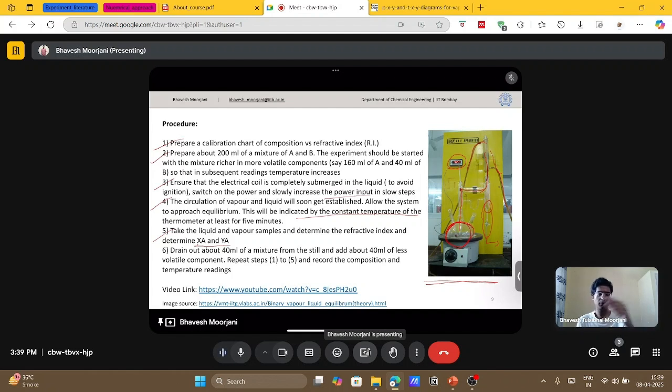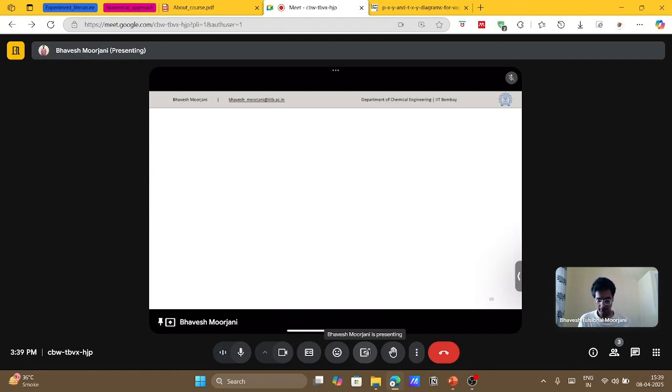we can plot the Vx data, right? Yx data, and then Txy data. So this is how this experiment follows. So let's look at the actual experiment setup here.